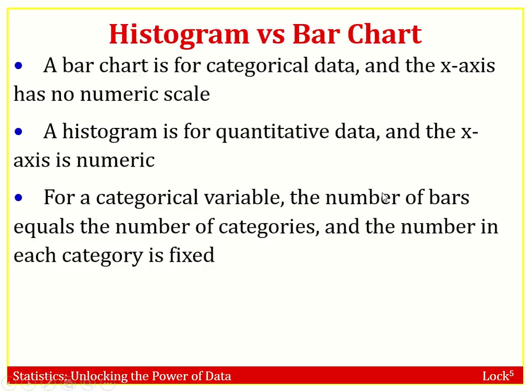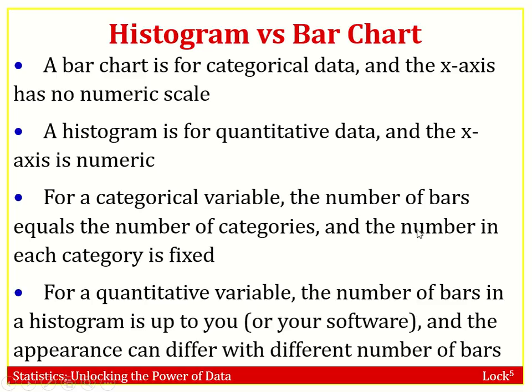Categorical data, the number of bars corresponds to the number of categories. For a histogram, the number of bars can vary depending upon your interval, how wide you make each bar. Or sometimes your software will do that, and the number of bars is not fixed, it can vary. Where the categorical data, it's fixed for the number of categories.